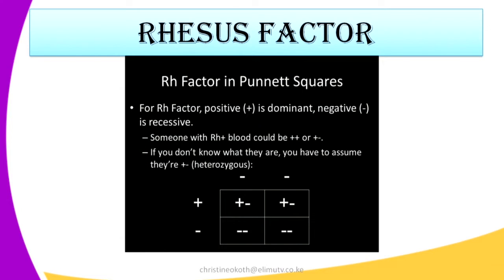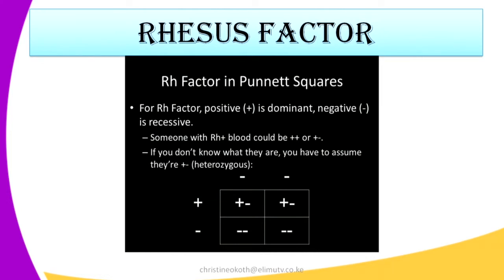Then, if you don't know what they are, you have to assume that they are heterozygous. It means they have a positive and a negative. So, for example, if you have a parent who has both of them negative and one of them who has a positive and a negative, when you do the crossover, positive and a negative, it means the offspring is going to have the rhesus factor because the positive is the one which is dominant.